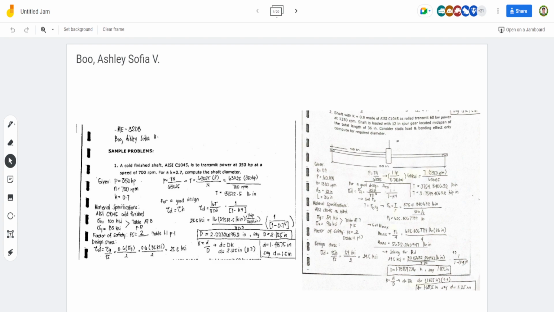And then I'll have another topic. This time, we will combine the two. So this time, it's combined torsion and bending. I'll end this presentation on Jamboard, but you can still submit your work.